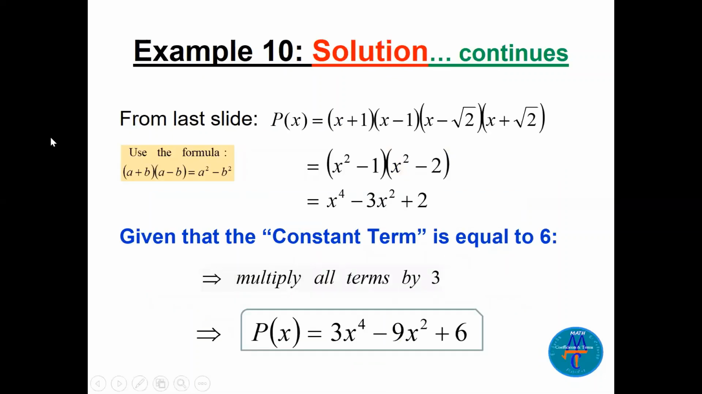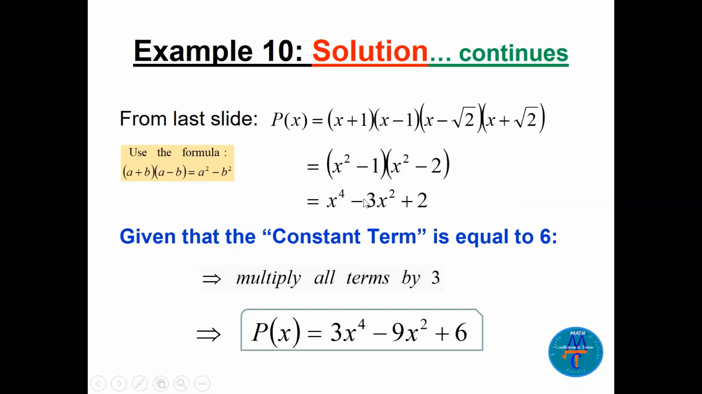Now, when you multiply, I put here again the same formula so that you can see it. X plus 1, X minus 1 will be X squared minus 1. This one, remember, difference of 2 squares. So X squared minus 2. Just multiply by the FOIL method, and then completely add here. So minus 2x squared minus 1x squared plus 2.